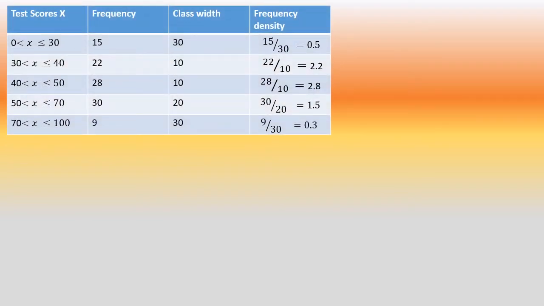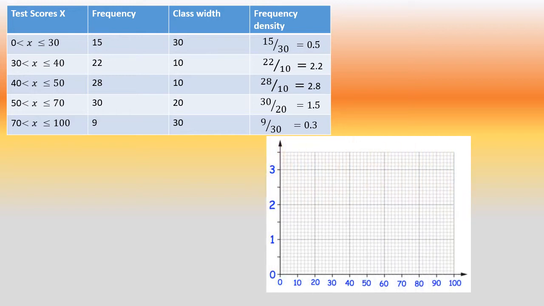So this is the table. We are going to use the information of this table to draw the histogram. When you draw the histogram, your x-axis is the class intervals from 0 to 100. So you're going to take the scale as 0, 10, 20, 30, 40, 50, 60, 70, 80, 90 and 100. That is the x-axis, and your y-axis is always the frequency density. The x-axis is the test scores, which are the class intervals.